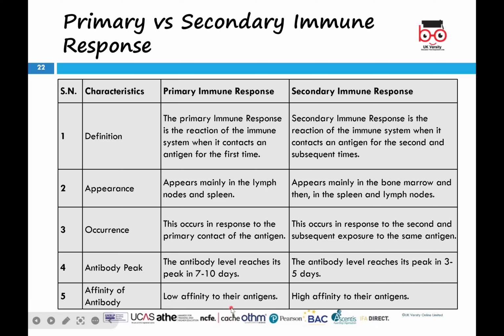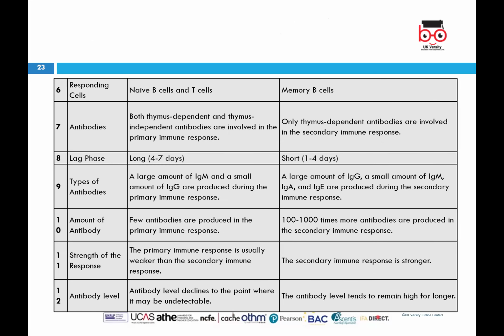The primary response has low affinity to their antigens, whereas the secondary is highly equipped. It has high affinity to their antigens. For the primary response, it's the naive B cells and the T cells that are involved, whereas the secondary response has memory B cells. Okay, which antibodies are responsible?